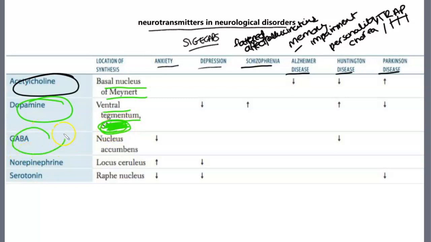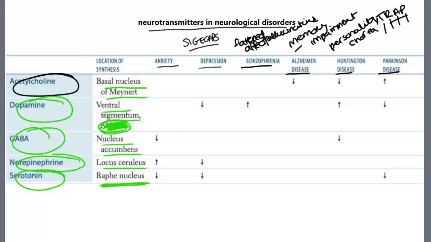The next one is GABA, which is going to be produced in the nucleus accumbens. Next one is norepinephrine, which is going to be produced in the locus coeruleus. And then the last one is serotonin, which is going to be produced in the raphe nucleus. So we'll take each disease at a time and then go through it systematically to help you remember which neurotransmitters are associated with which disorder.